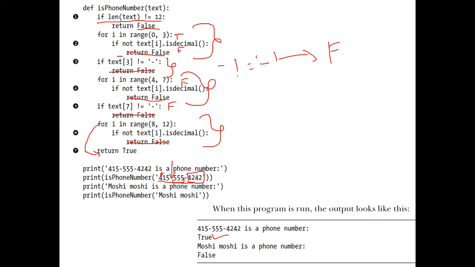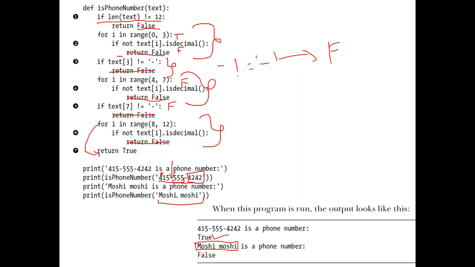After that, next we are displaying one more message: Moshi is a phone number. When we look at this statement, we can easily predict that it is not a phone number. Again we are calling isPhoneNumber with the parameter Moshi. So this will be passed here. Once it is passed here, first it is going to check the length of this text.